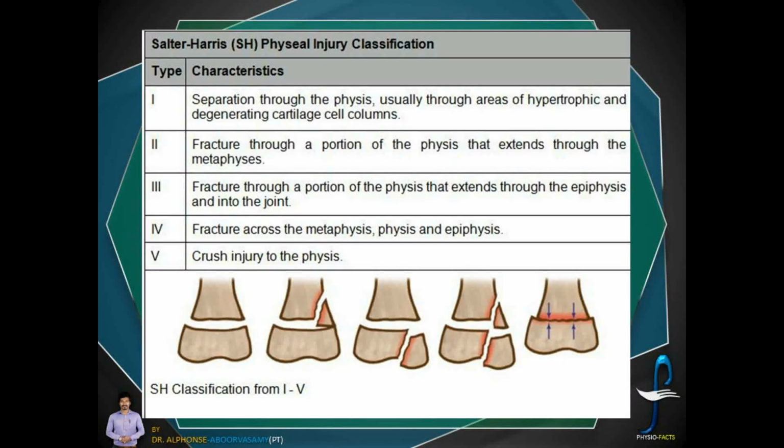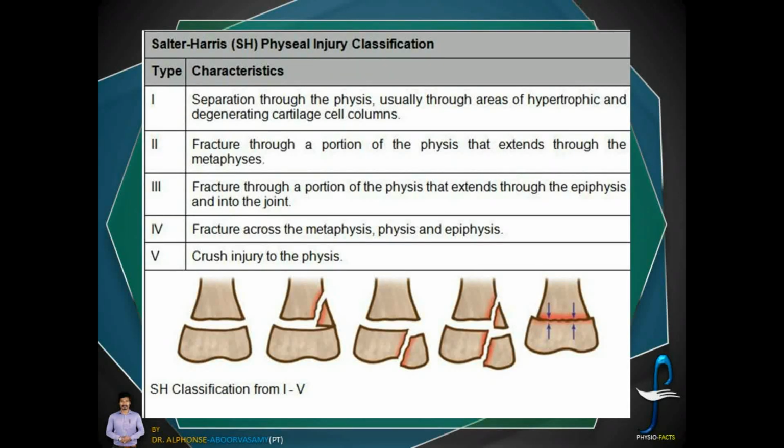Potentially, the growth plate does not have severe injury there. Type 2. Fractured through a portion of the physis that extends through the metaphysis. Here there is fracture in the metaphysis and some portion of the physis is injured. The third one, fractured through the portion of the physis that extends through the epiphysis into the joint. So this is considerably more severe than type 1 and 2.